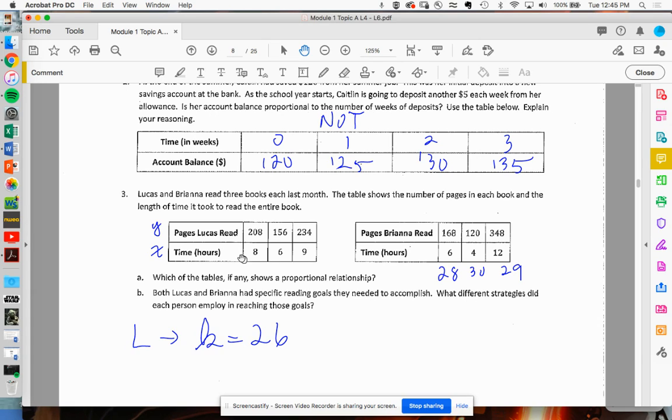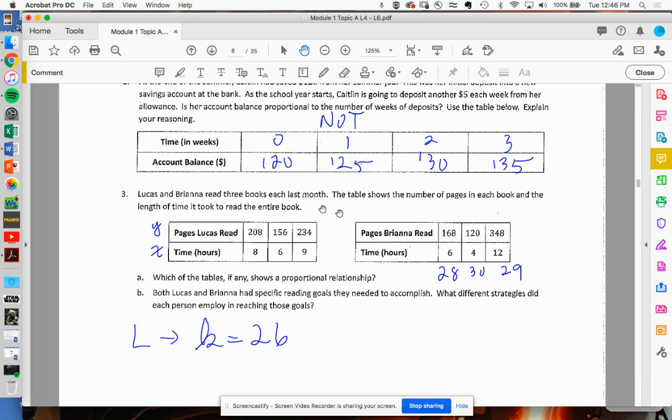What I think is maybe Lucas read all books that were the same exact reading level, so he read at that consistent 26 pages per hour. Whereas Brianna had different goals. She wanted to read different level books. This book might have been a little easier because she read it at a faster rate. This book might have been a little tougher because she read it at a slower rate, okay? But then again, we don't know. Maybe she should be reading much faster than that, and she's reading books that are too easy, okay? Or maybe she's reading books too hard, whatever. They might be above her level, below her level. We don't know all those details.